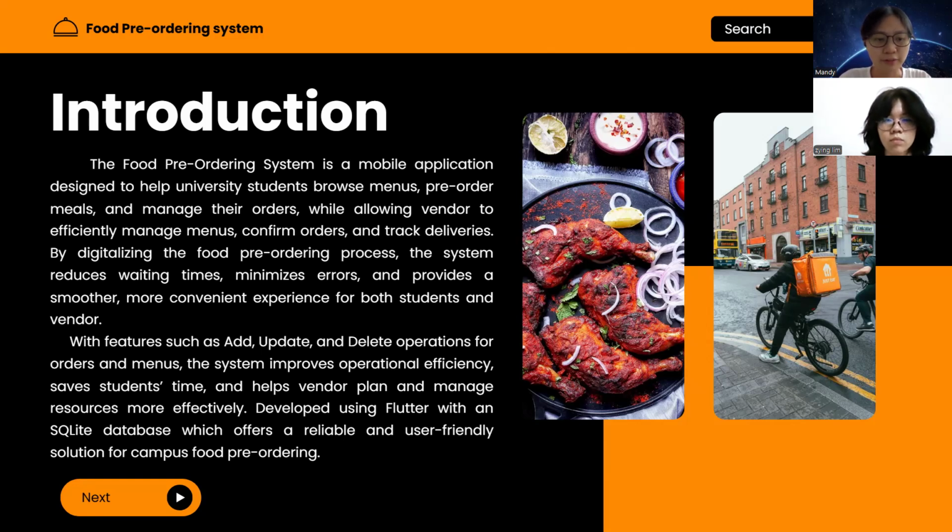So our system has features such as add, update, and delete operations for orders and menus. It improves operational efficiency, saves student time, and helps vendors plan and manage resources more effectively. We developed this food pre-ordering system using Flutter with an SQLite database, which offers a reliable and user-friendly solution for campus food pre-ordering.